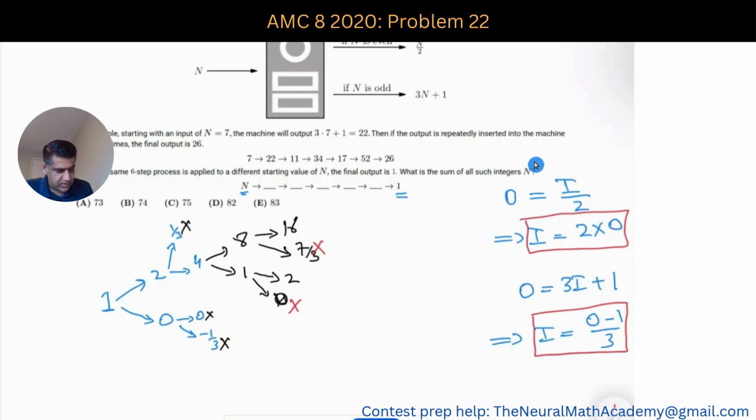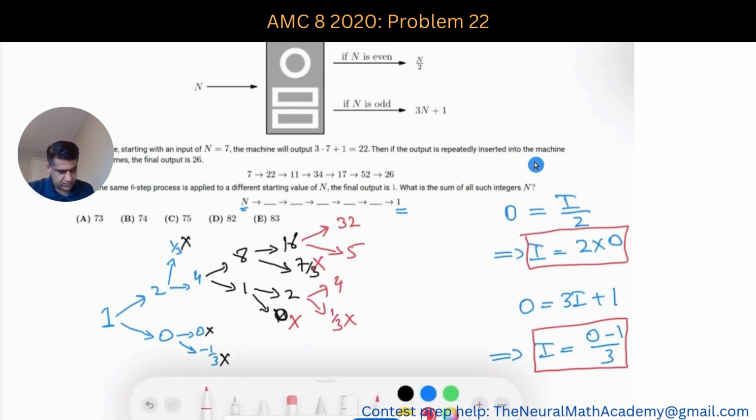And now if I apply again to this 16, I get 32, and I get 5. For number 2, I get 4, and I get 1 over 3. So 1 over 3 is not a possibility.